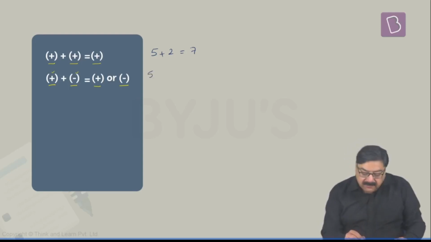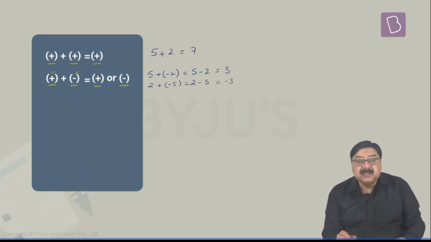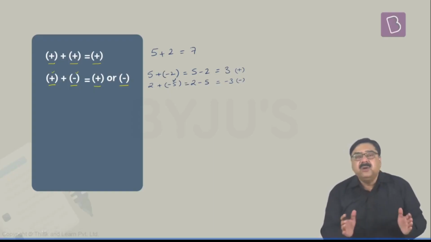Let's have a look here. 5 plus minus 2 is the same as 5 minus 2. So the result is positive, that is 3. But 2 plus minus 5, the result is 2 minus 5, that is minus 3. So this is positive and this is negative. As you can see, the absolute value of minus 5 is 5, which is greater than 2. So whichever out of the 2 numbers is greater, irrespective of the positive or negative symbol, finally the result is going to carry the symbol of that value which is greater.